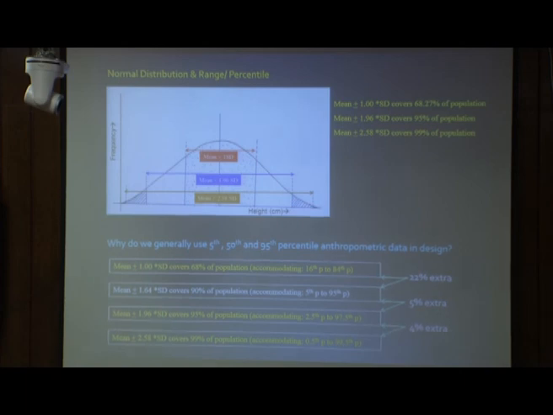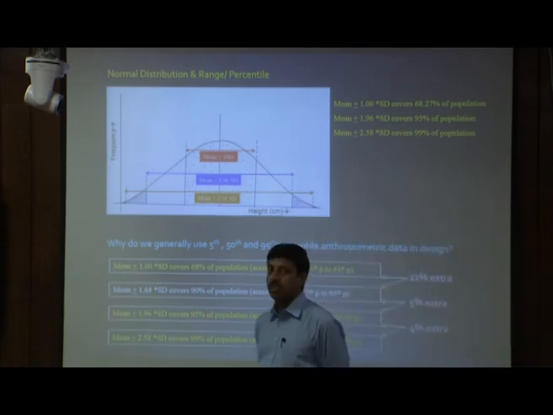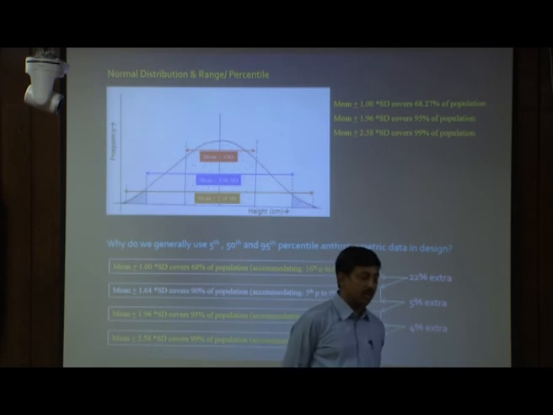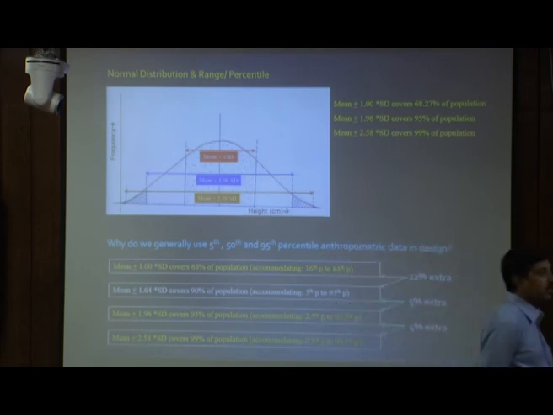Now, one important thing, generally for design purpose, we mention that we want to use 5th percentile, 50th percentile and 95th percentile anthropometric data. Why? From this graph, as we are discussing, if we extend that, then we understand mean plus minus 1 standard deviation actually covers 68% population.